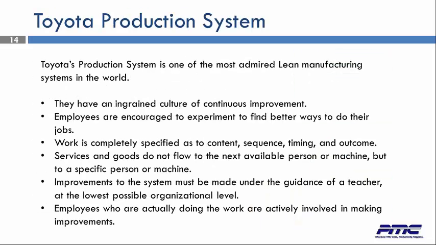Toyota production system. Toyota's production system is one of the most admired lean manufacturing systems in the world. They have an ingrained culture of continuous improvement. Employees are all encouraged to experiment to find better ways to do their jobs. Work is completely specified as to content, sequencing, timing, and outcome. Services and goods do not flow to the next available person or machine, but to a specific person or machine.